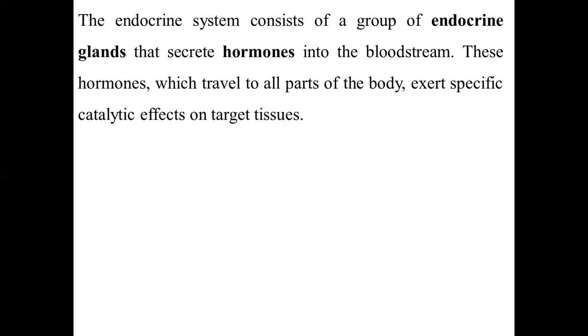The endocrine system consists of a group of endocrine glands that secrete hormones into the bloodstream. These hormones, which travel to all parts of the body, exert specific catalytic effects on target tissue. The hormones are the first messengers, secreted by a cell or gland into the bloodstream. They act on other cells to exert a specific catalytic action, acting on the enzymes inside the cell to maintain its reactions and physiological conditions.